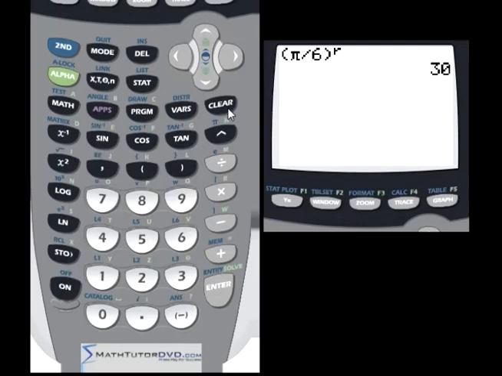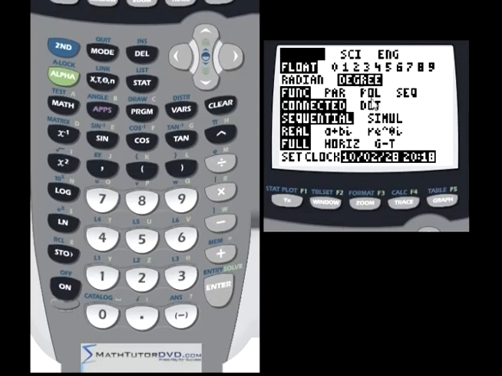And there's one more thing that I want to show you in this section that's really in the same menu. First of all, make sure that you're in degrees, which you are.